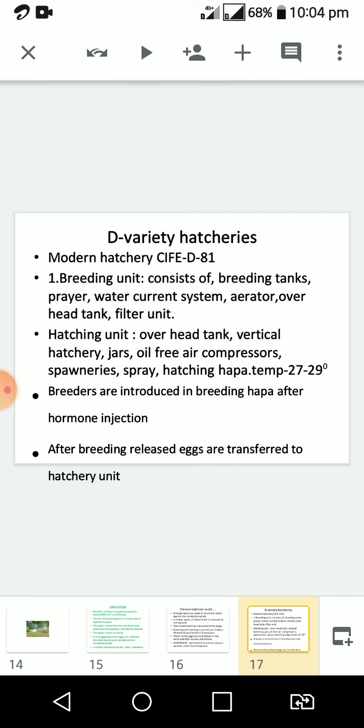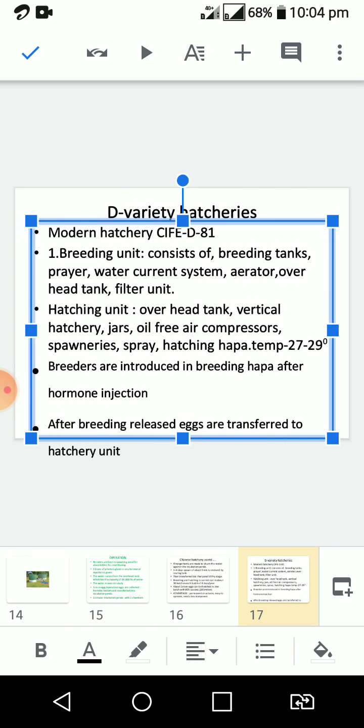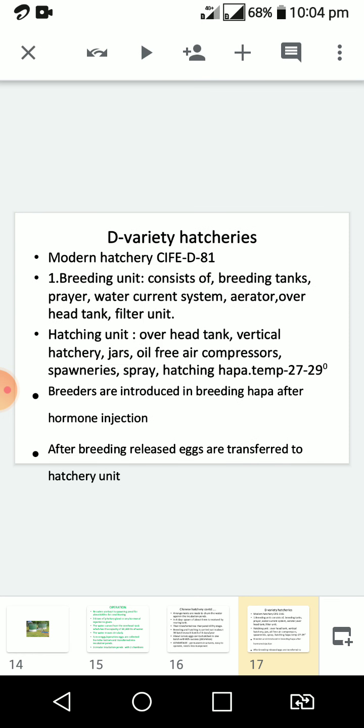Another one is the D variety hatchery. These are modern hatcheries. In this there will be a breeding unit. The breeding unit contains breeding tanks, a water current system, aerators, an overhead tank, and a filter unit. The next one is the hatching unit.